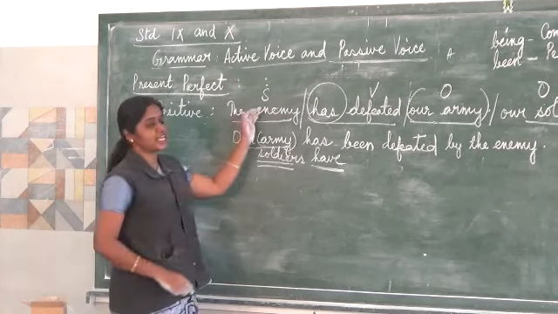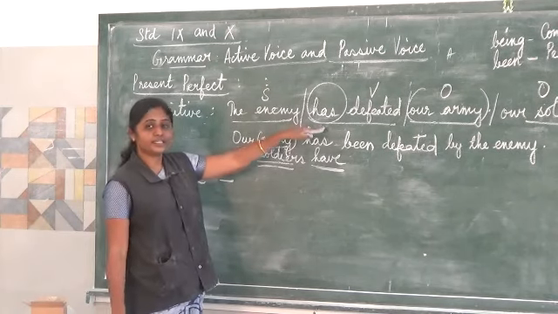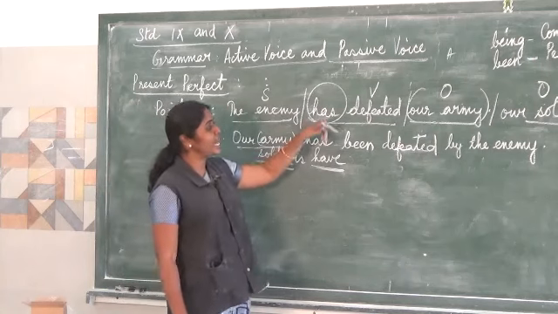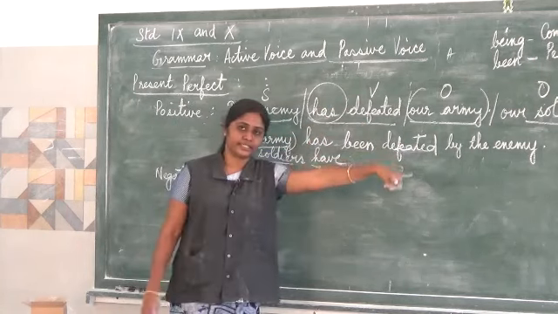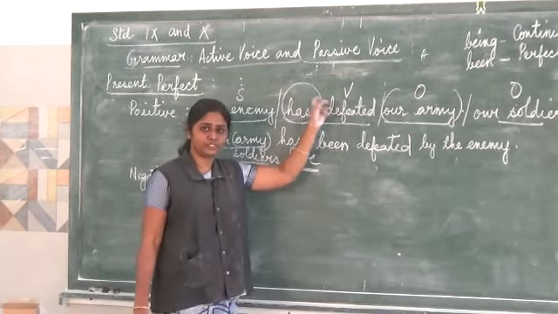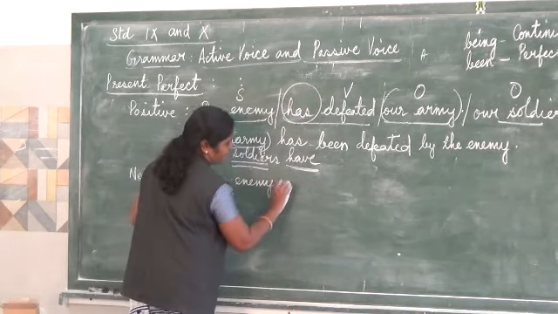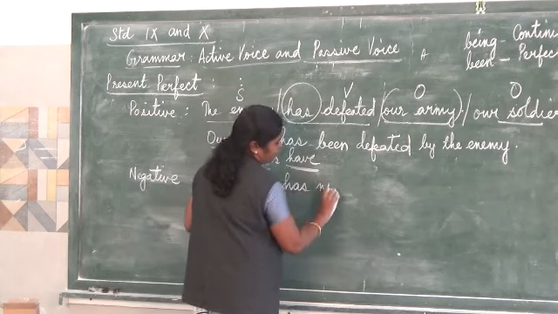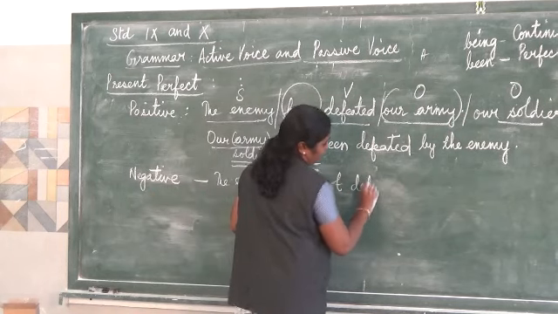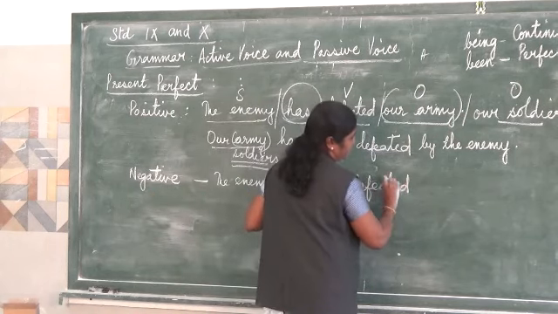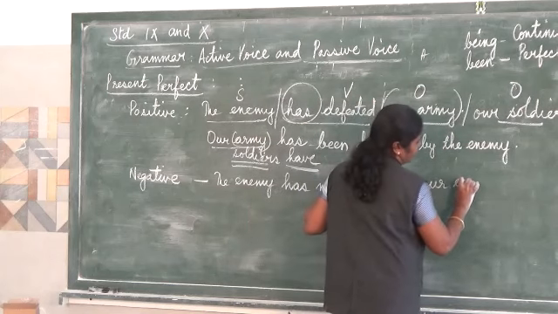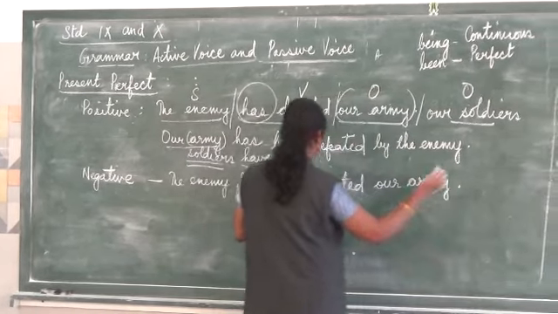Okay. So the same thing, how can we write it in the negative form? The enemy has not defeated. So after this has, we will use not. Okay. The enemy has not defeated our army. Is it clear?